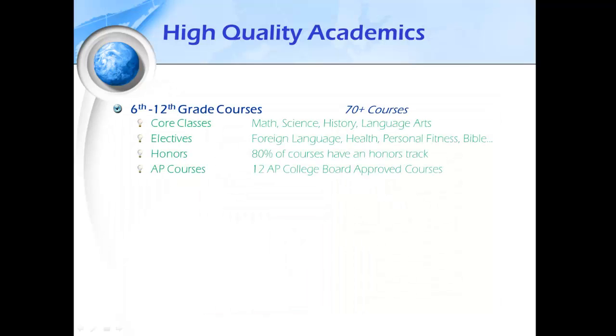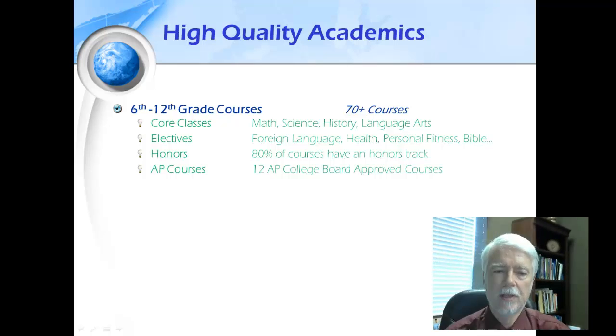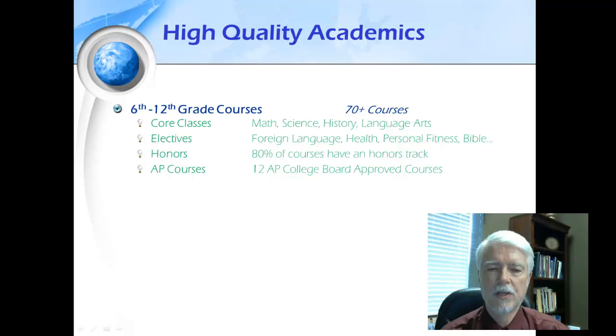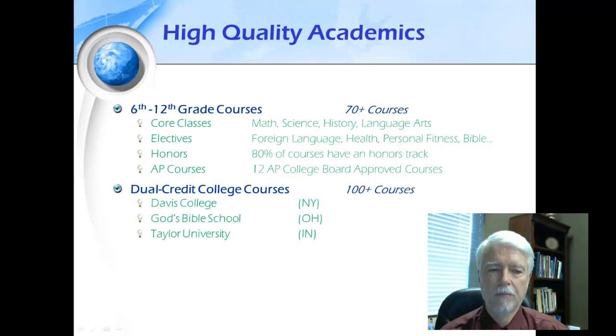Now, another benefit of Sevenstar, another characteristic of them, is that they have a high-quality academic program. In the 6th through 12th grade classes, there are more than 70 courses they offer. They offer the core classes. They have the electives. We're using the foreign language, but there's also other electives available. Many of the classes have an honors track. They have 12 AP College Board approved courses. So there's a high academic standard there.